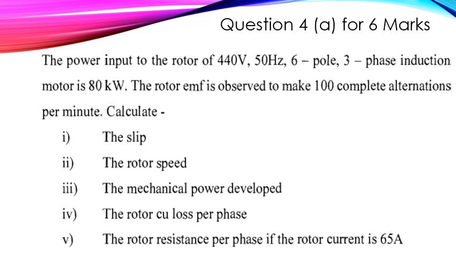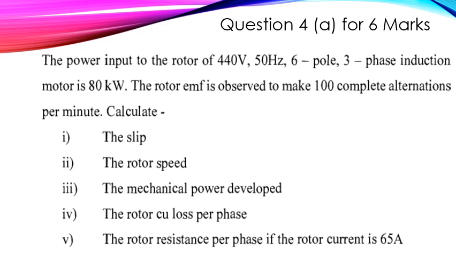The next question is question 4a for 6 marks. The power input to the rotor of a 440 volt 50 Hz 6 pole 3 phase induction motor is 80 kilowatt. The rotor EMF is observed to make 100 complete alterations per minute. Calculate the slip, the rotor speed, the mechanical power developed, the rotor copper loss per phase, and the rotor resistance per phase if the rotor current is 65 ampere.